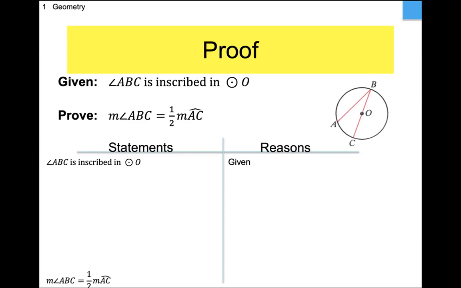And initially, you would think I'm going to connect A to C. I'm not going to connect A to C. I'm actually going to connect A to O. In other words, I'm going to make a radius OA. So there's my radius, such as construction.